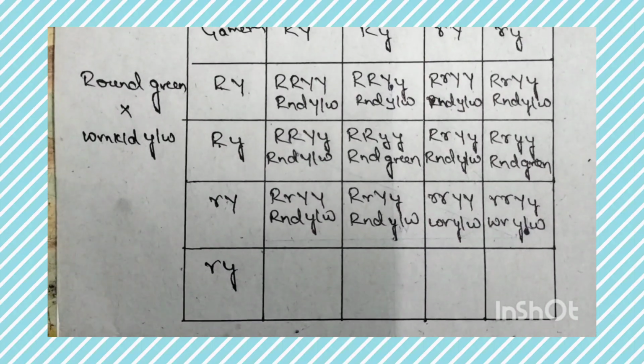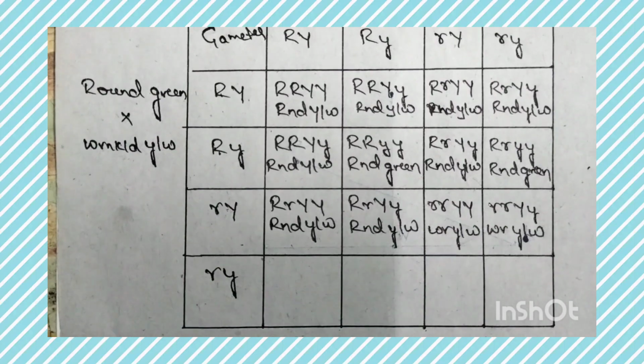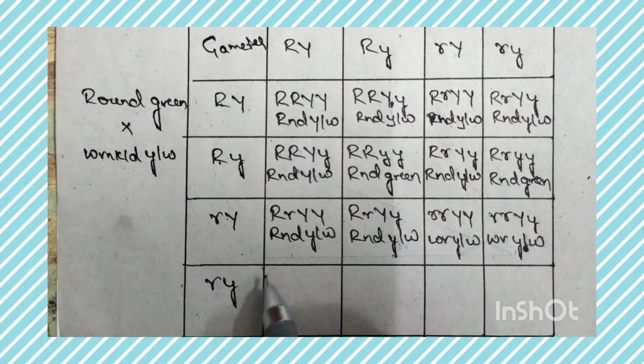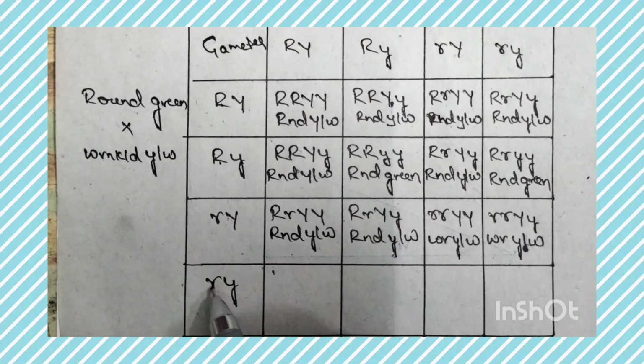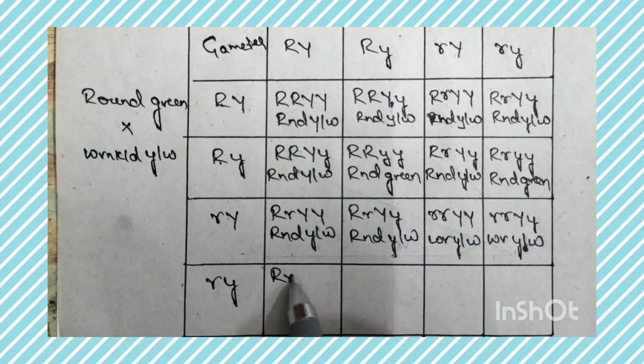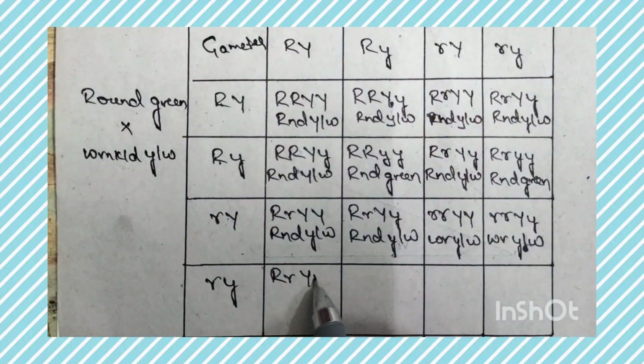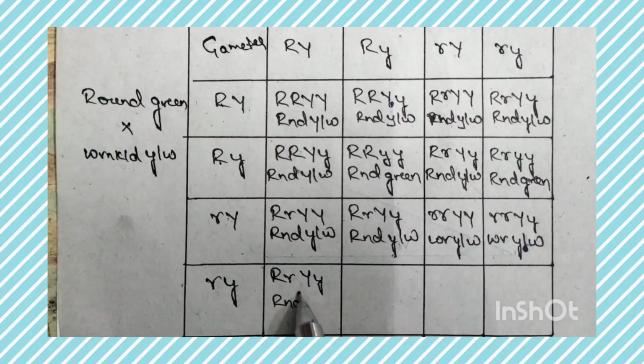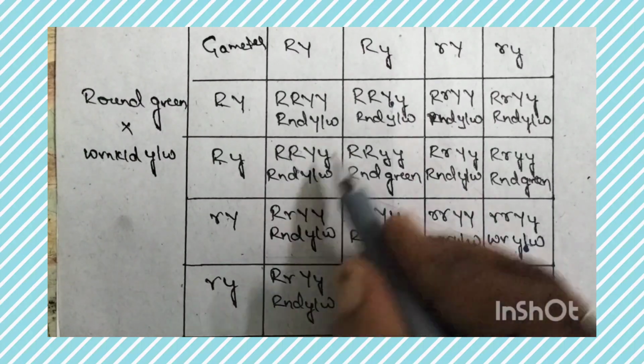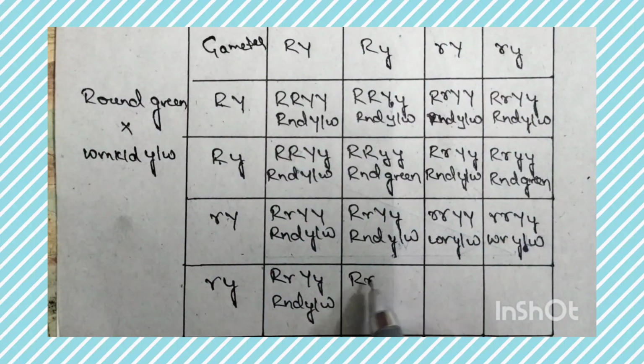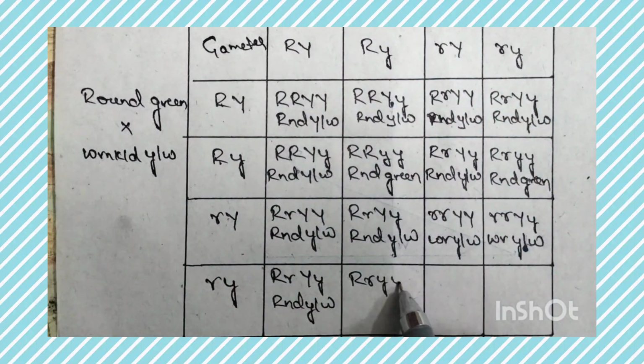Here round is dominant and wrinkle is recessive. Yellow is dominant and green is recessive. So small r, capital R, small y, capital Y. So round yellow. Small r, capital R, small y, small y. So round green.